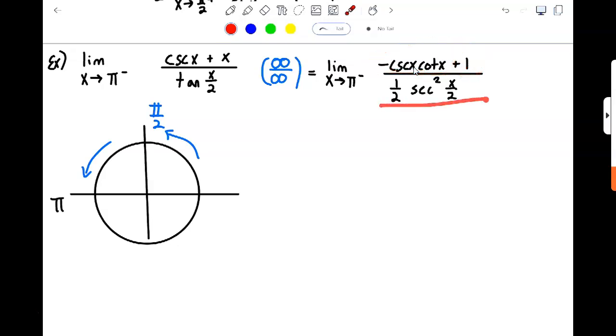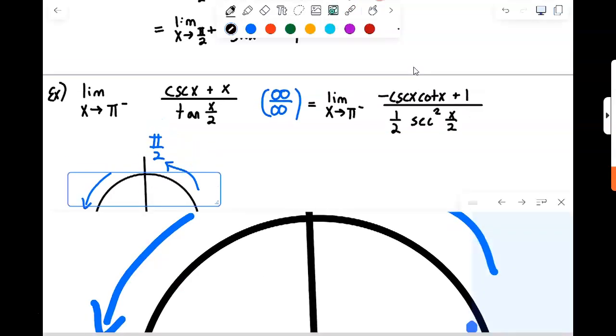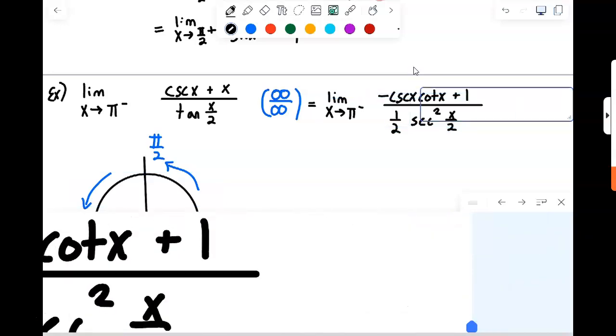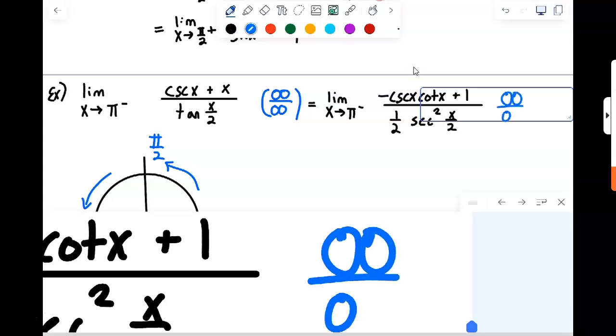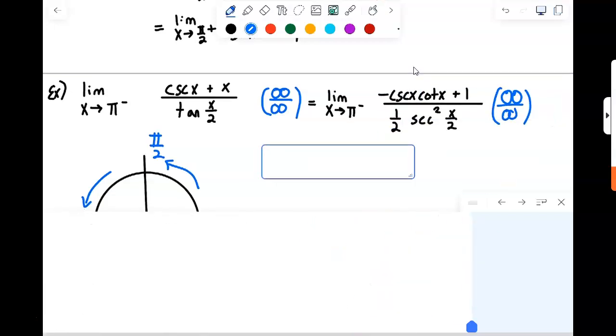In the bottom, we have 1/2. As we approach pi, then secant, we're talking about approaching pi over 2. Secant's 1 over cosine. Cosine is approaching 0. So that's another infinity. So once again, that didn't help. We're now dealing with another infinity. So we're, once again, infinity over infinity. So we try L'Hopital's rule another time. See where that gets us.